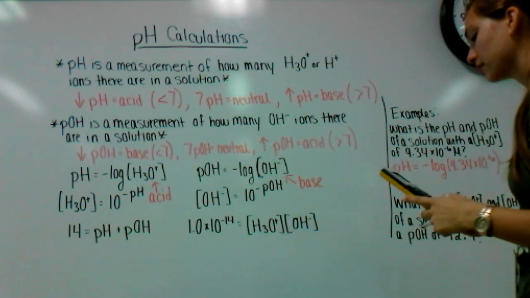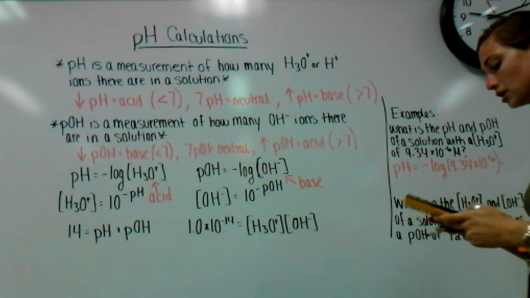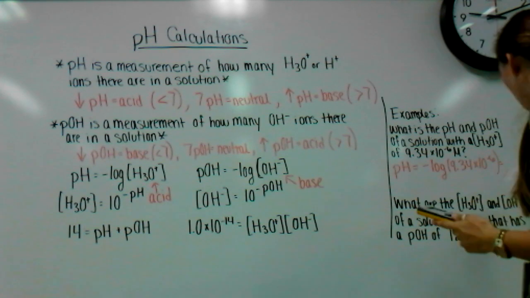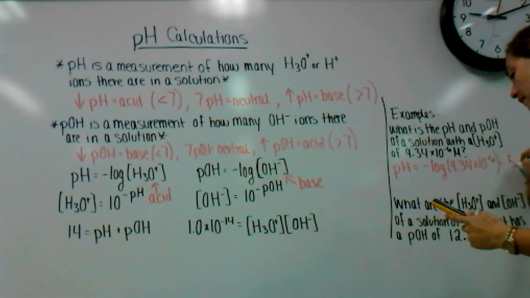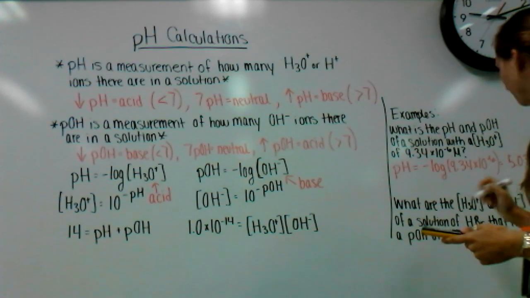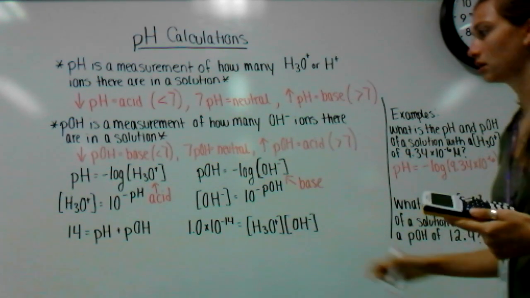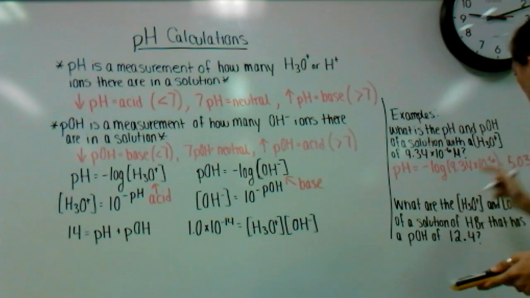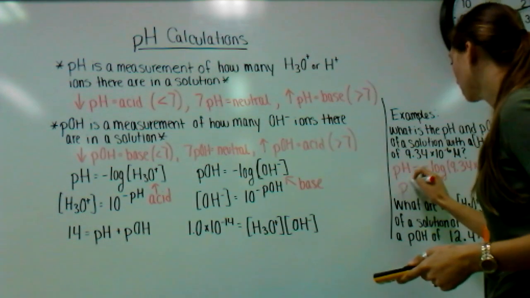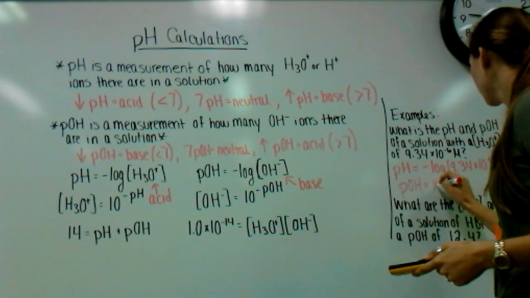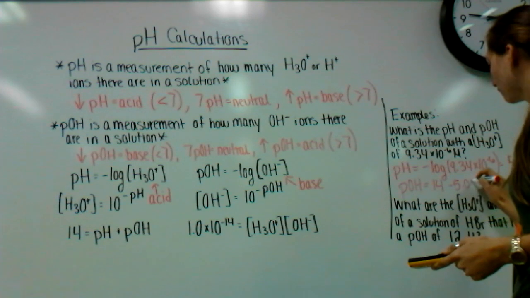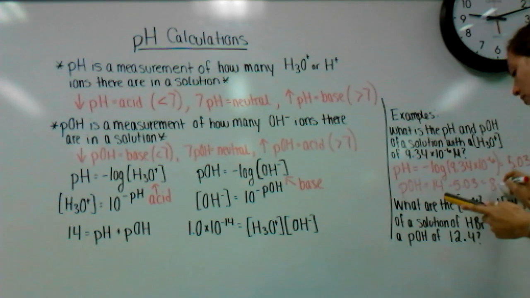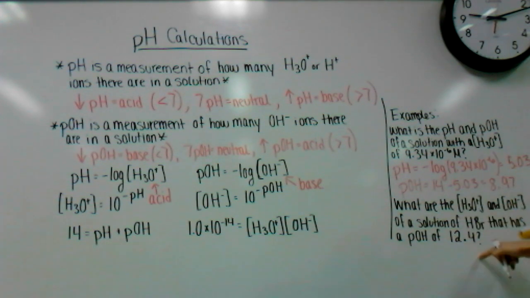If we plug that into our calculator, you have to be really careful. Make sure you use your parentheses appropriately. We will get a pH of 5.03. And we need our pOH also. Now pH and pOH are related through this: 14 is equal to pH plus pOH. So in order to get our pOH, we're going to do 14 minus the pH we just solved for. That's going to give us a pOH of 8.97.